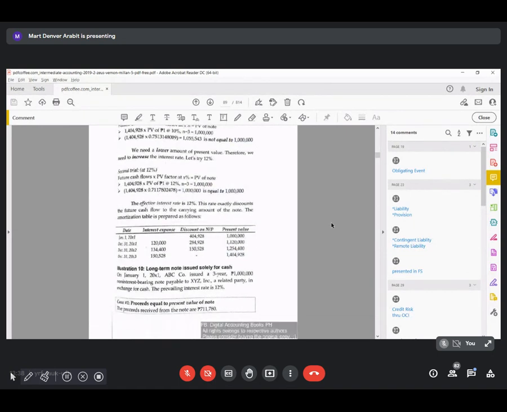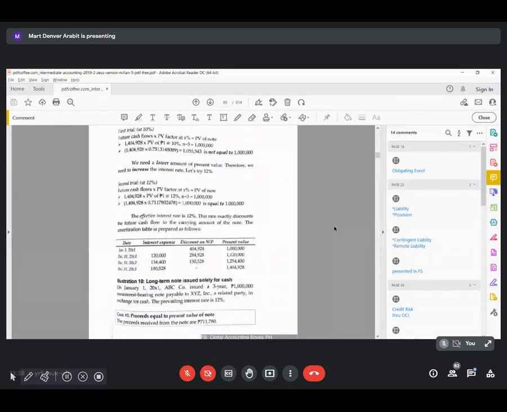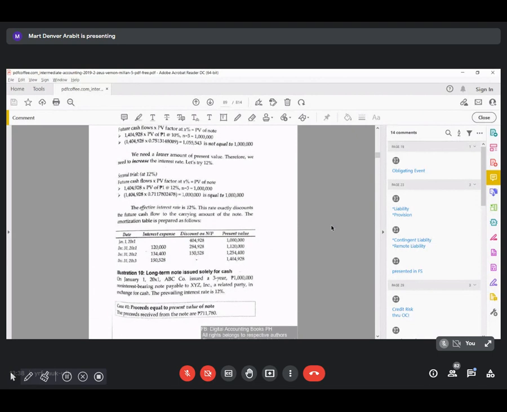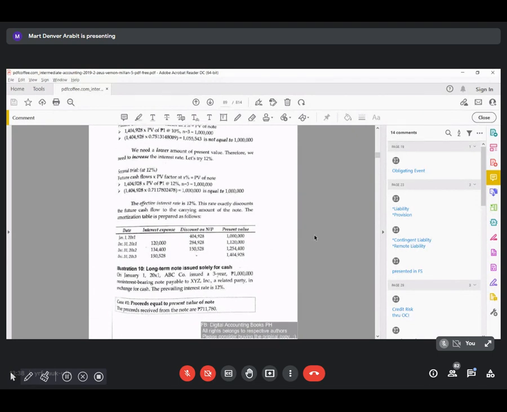Okay. Next is illustration 10. A long-term note issued solely for cash. So cash proceeds is equal to present value of note. Okay, bakit? Remember dun sa law, dun sa batas natin na fair value of the liability is equal sa present value, no, mali. Present value ng liability or the present value of note is always equal dun sa fair value nung consideration na matatanggap mo.